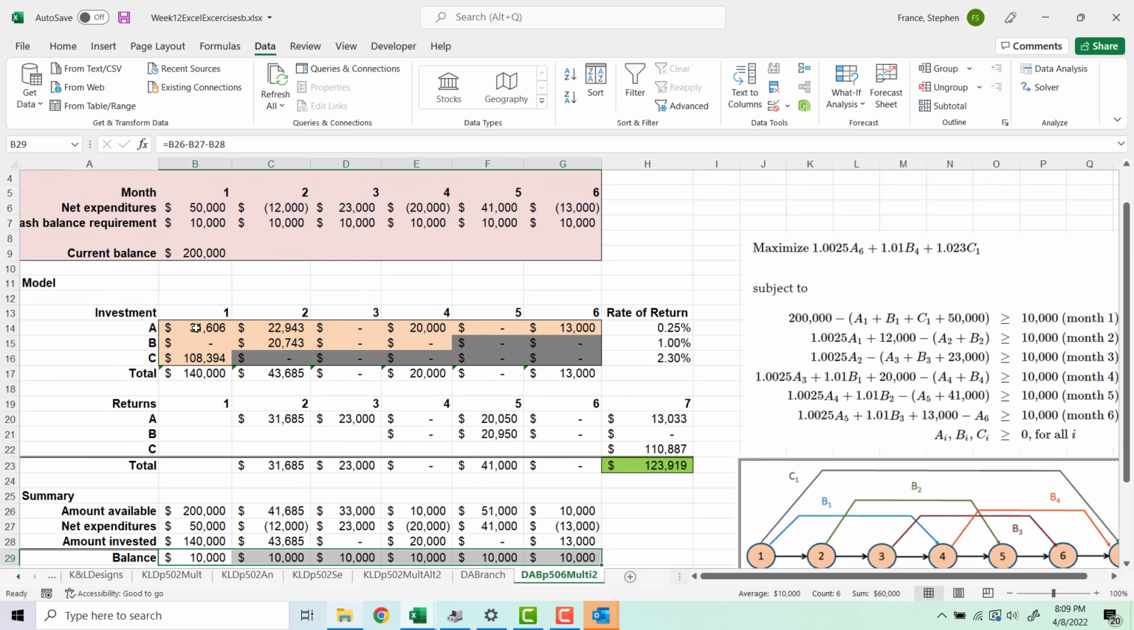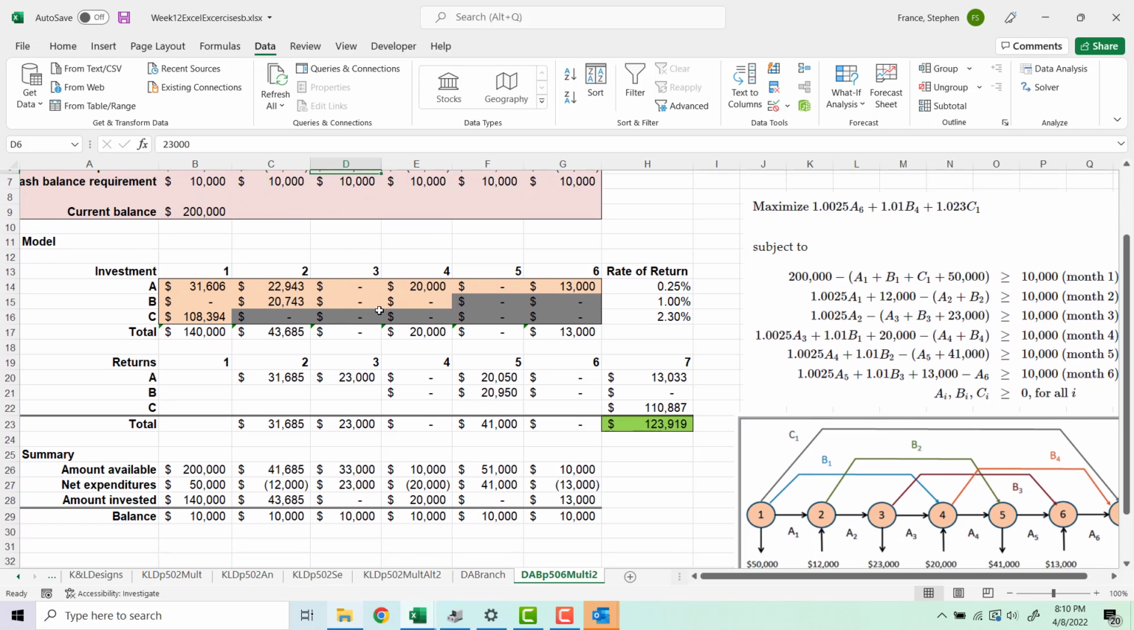So you can see here that we're investing in period 1. We have to invest $140,000. We invest 31,000 here and 108,000 in C, which comes of age in period 7, and we get that money plus 2.3% back. The next period we invest about $40,000. We don't invest anything in period 3, but then we invest a little bit more in period 4. And in period 6, we don't invest. In period 3, we don't invest any money because we have additional expenditures which take away all of our money.